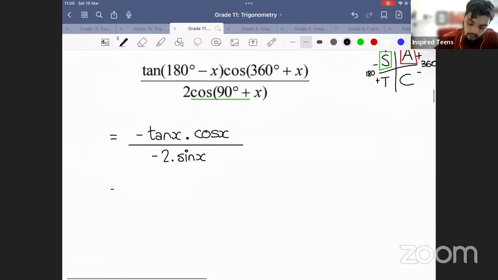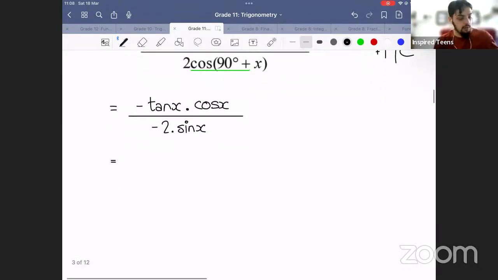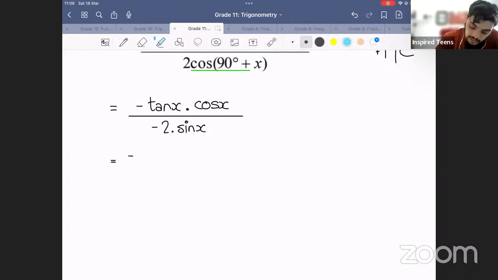Okay, so now how do we simplify it further? This we haven't really done. We haven't really done identities yet, but I suspect that most of you do know that tangent is equal to sine over cos. If you don't, it's okay. We will be doing identities soon enough. So negative tan changes to negative tangent.